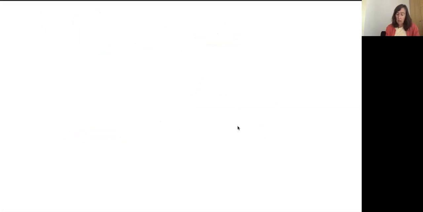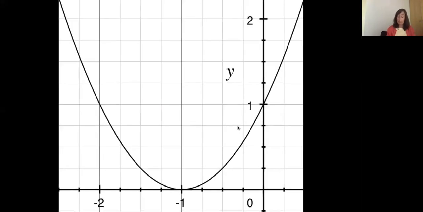And what does that look like? It looks like a parabola that just hits the x-axis at one point. At that point, x equals -1. Okay.